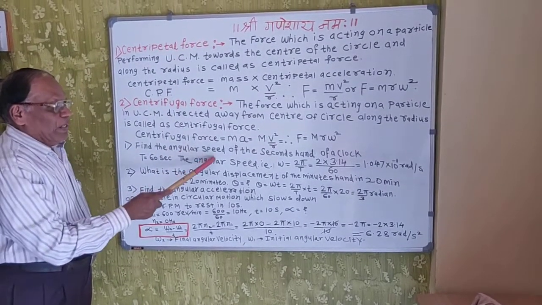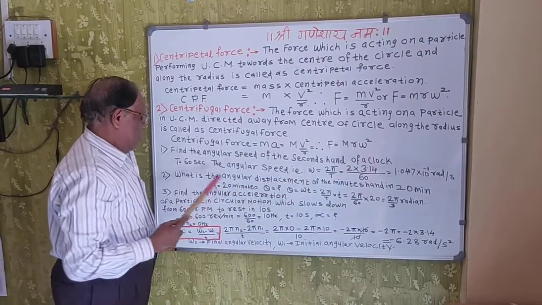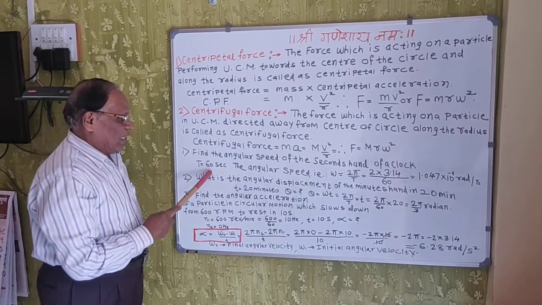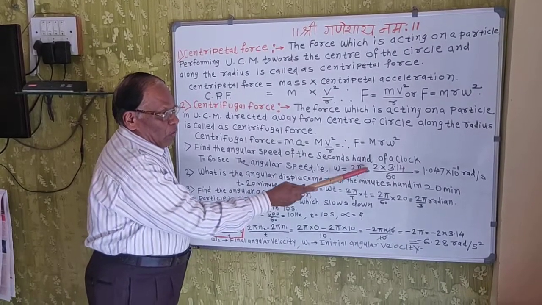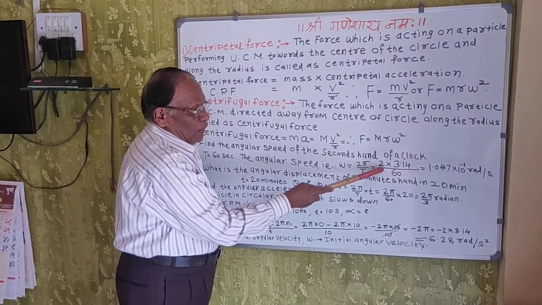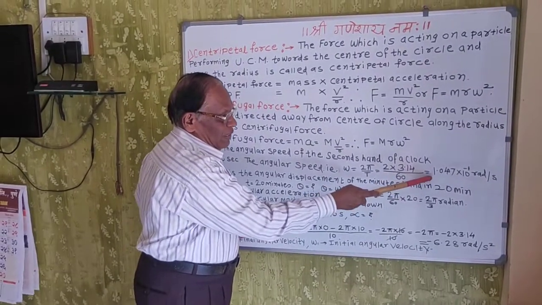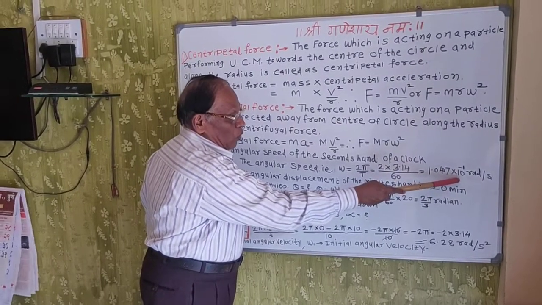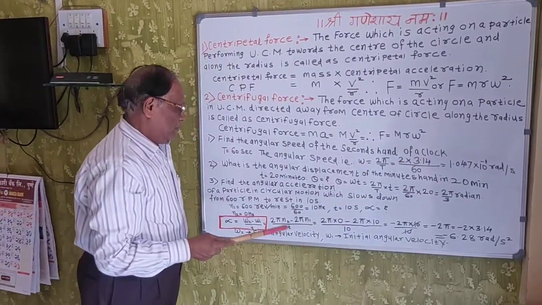Find the angular speed of the seconds hand of a clock. So T is equal to 60 seconds. The angular speed omega is equal to 2 pi divided by T, that is 2 into 3.14 upon 60. Further we simplify it as 1.047 into 10 raised to minus 1 radian per second.